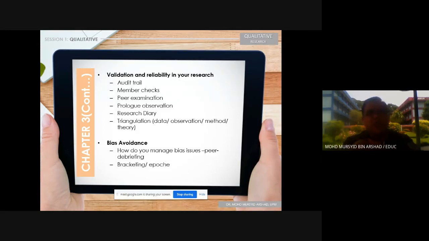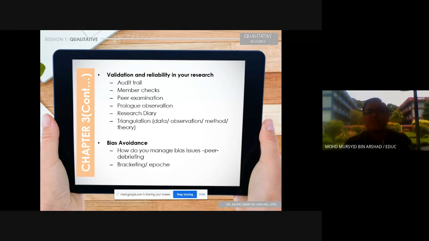For example, you have 30 years of experience as a teacher. By right, your PhD research is looking at the teaching and learning process in the classroom at the school. So how do you bracket yourself? How do you avoid bias? You need to explain it here. How do you avoid bias?